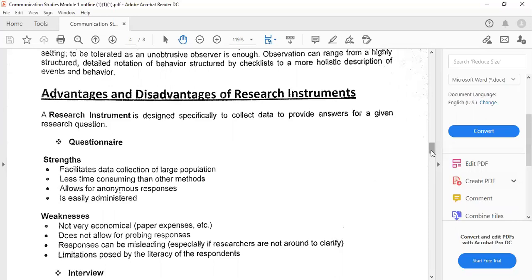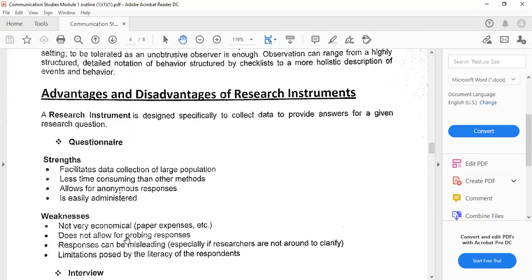Right, that's very good. So here are some more instances. Not very economical because of paper expenses. Does not allow for probing questions. It's kind of on the surface, isn't it? Responses can be misleading, as we said earlier, especially if researchers are not around to clarify. So sometimes persons can misinterpret the question too. They read it and say a completely different thing than what you have on the paper, or they interpret it completely the opposite of what was intended. And it happens every day.